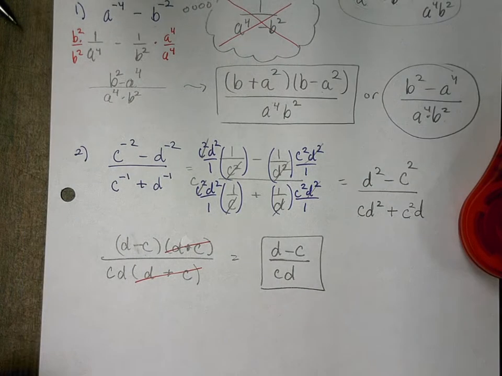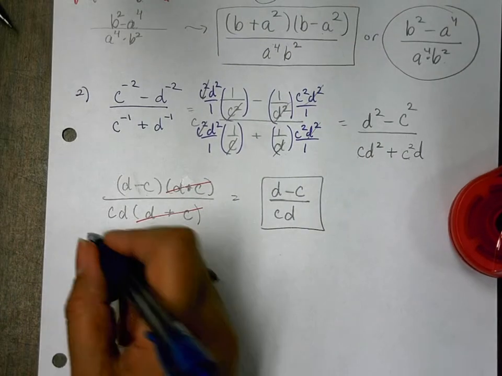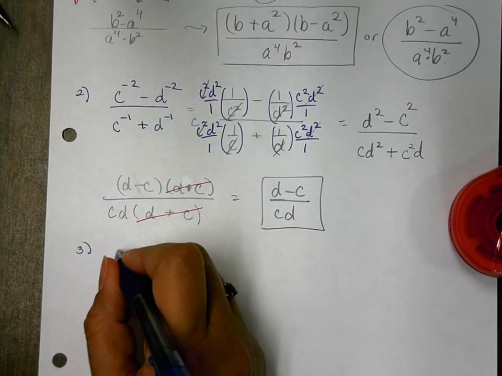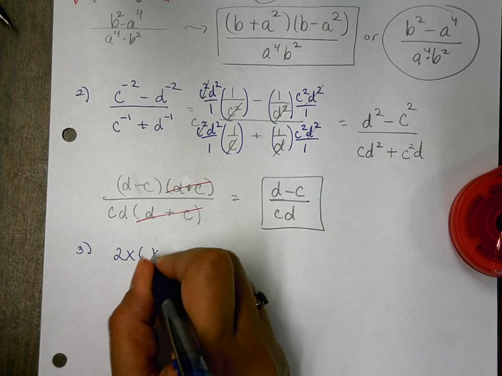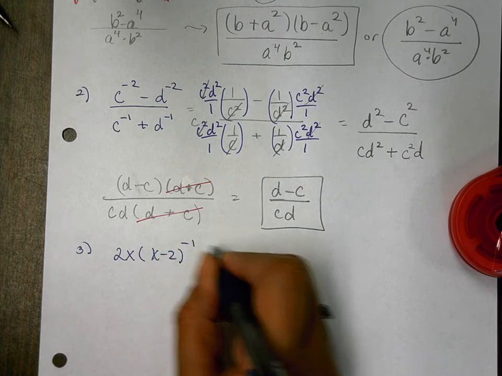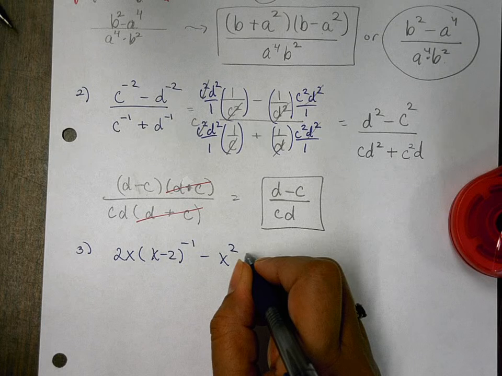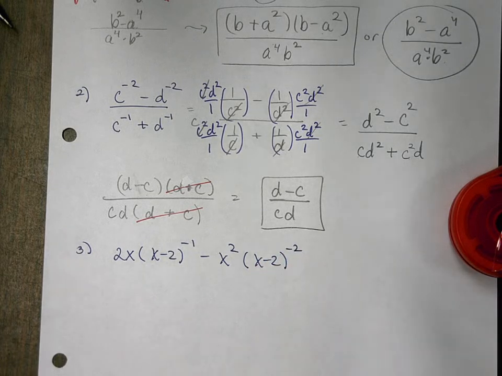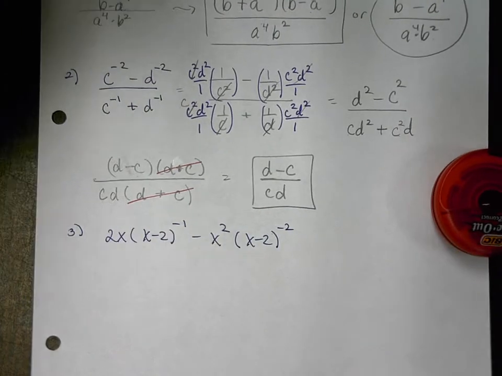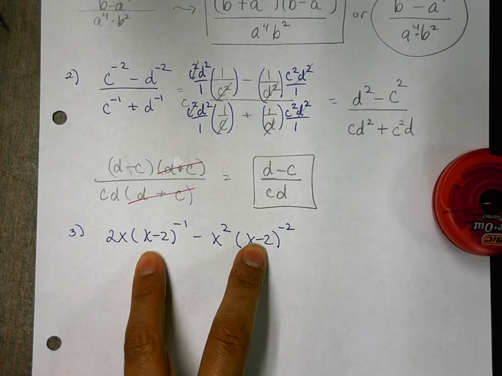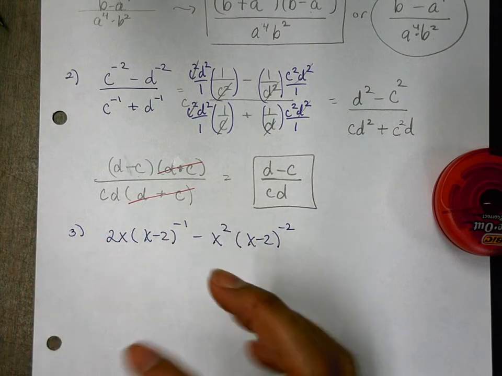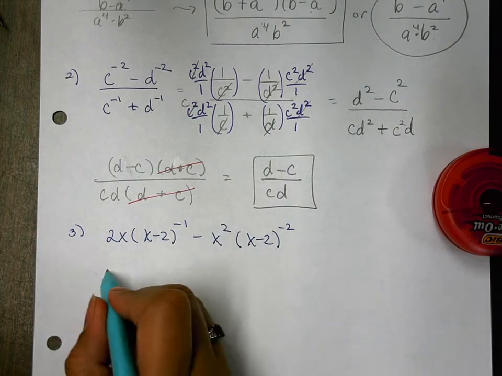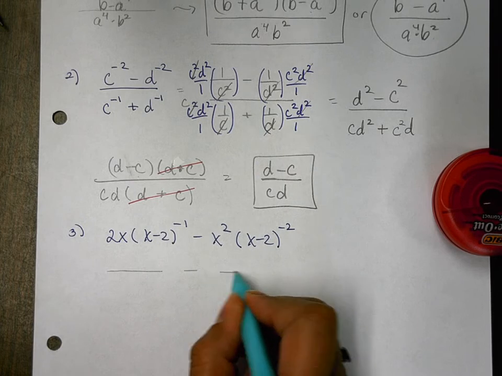All right, number 3. 2x times (x minus 2) raised to the negative 1 minus x squared times (x minus 2) raised to the negative 2, and we are going to simplify. Okay, I have two terms again, so I cannot just make one big fraction. I have to make two individual fractions. This fraction minus that fraction.